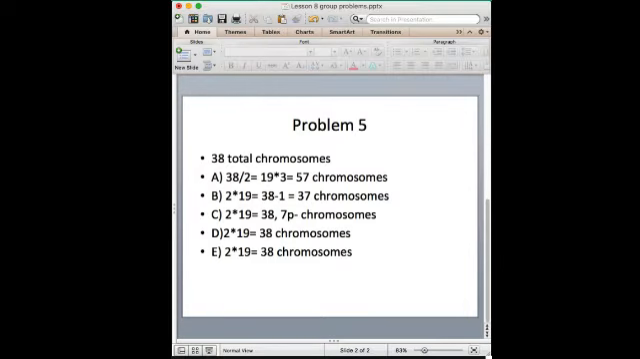For C, we have a terminal deletion. We still have 38 chromosomes, but for chromosome 7, part of it is missing. It could be the P arm or the Q arm, depending.